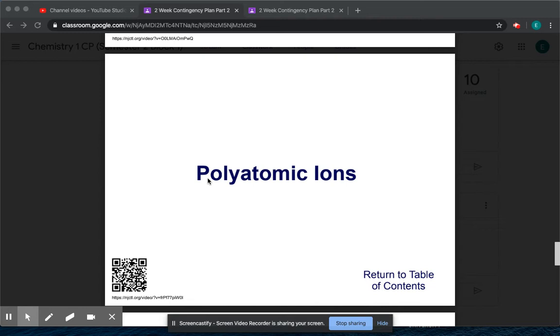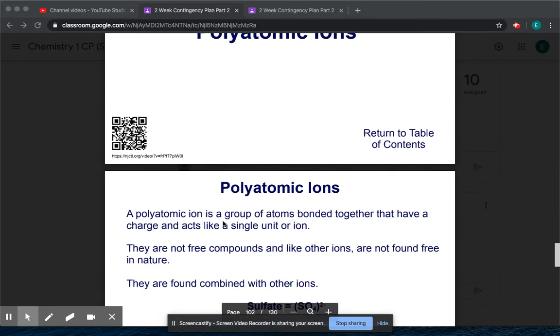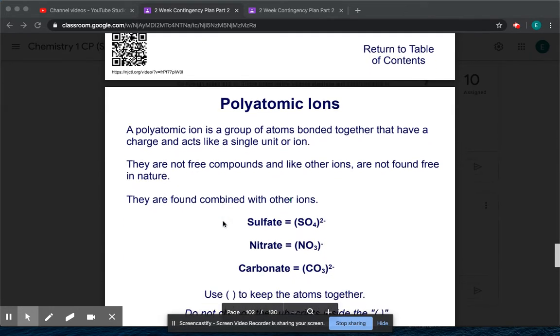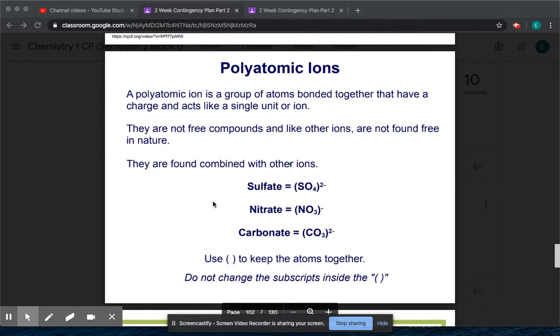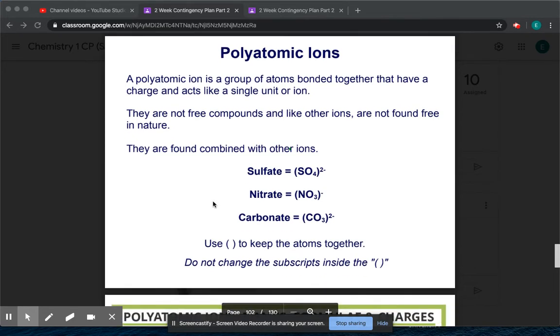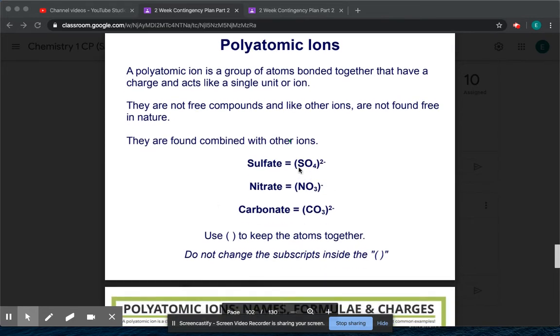And if you remember from math, polynomials, poly in general just means more than one. So a polyatomic ion is an ion that has more than one element in it. So these are not single individual elements anymore. They're groups of atoms that are together that act as a single unit. Okay, so this is an example of a polyatomic ion. These are three examples: carbonate, nitrate, sulfate. And notice how these end in ate.